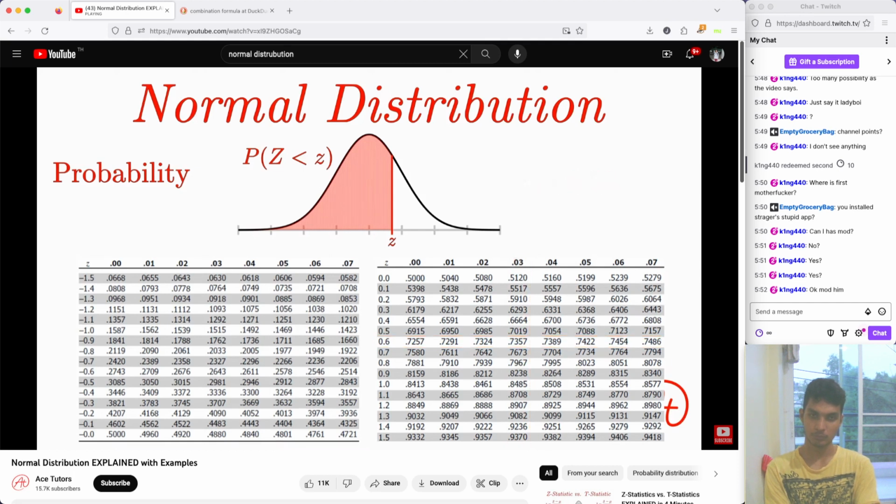And one last quick note, it's also important to make sure you are using the correct chart based on whether you have a negative or positive z-score. The one on the left is for negative z-scores or values below the mean, and the one on the right is for positive z-scores or values above the mean.